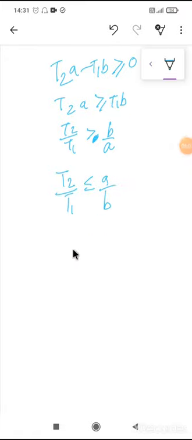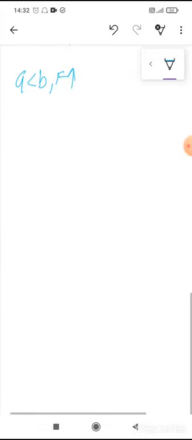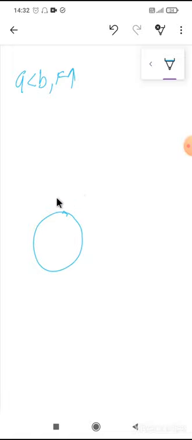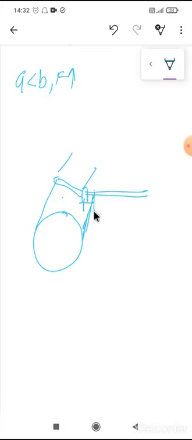Now let's see the second case, that is A is greater than B and F is acting in upward direction. Let me draw the diagram so we'll get more clarity. Let this be the drum, this be the lever, this be the pivot, this will be the arm, and suppose these are the band. So this is A and this is B. As you can see here, A is greater than B.